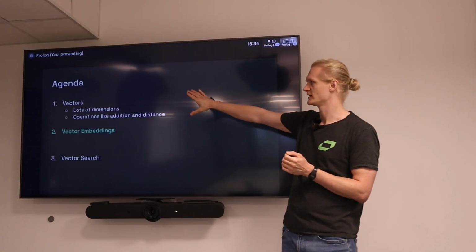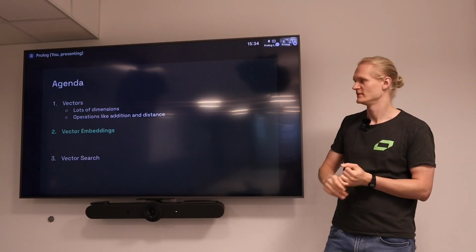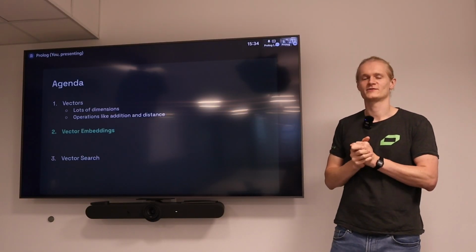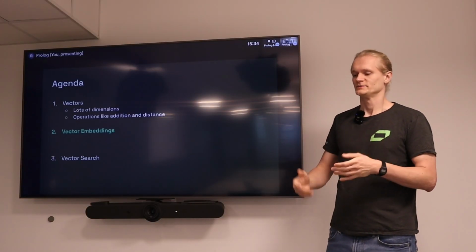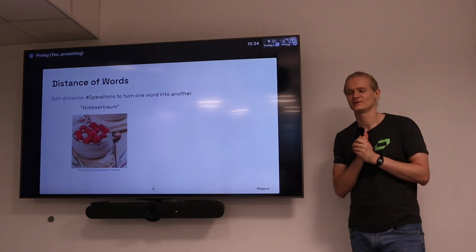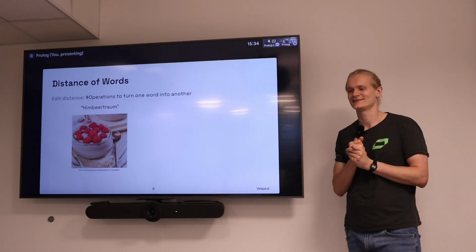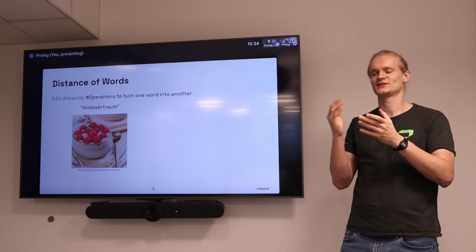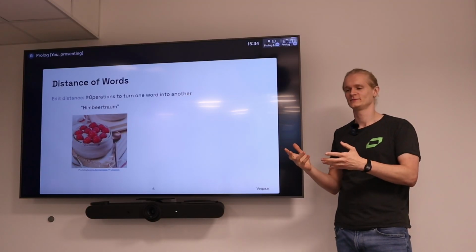So we have covered the basics of vectors in this first part of the talk. Now I'm going to explain to you what vector embeddings are and why we need them. And for this, I have an old anecdote I want to share with you. There's this concept of the edit distance of words, which is just the number of operations you need to turn one word into another.